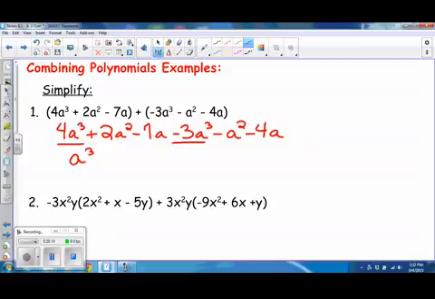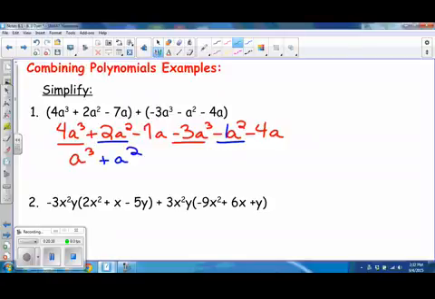Now, Tajay, what's a like term with 2a squared? Negative a squared. So 2a squared minus a squared is just a squared. There's always an assumed 1 there. So 2 minus 1 is 1. So that's just plus a squared.